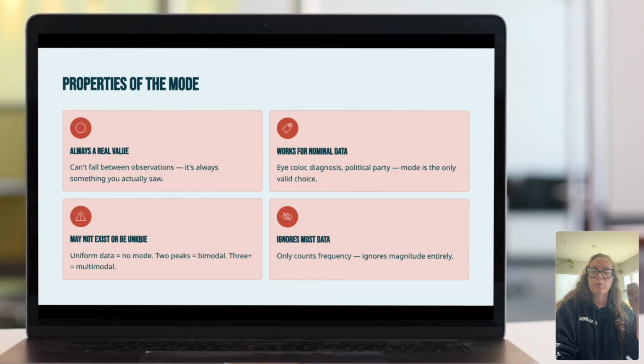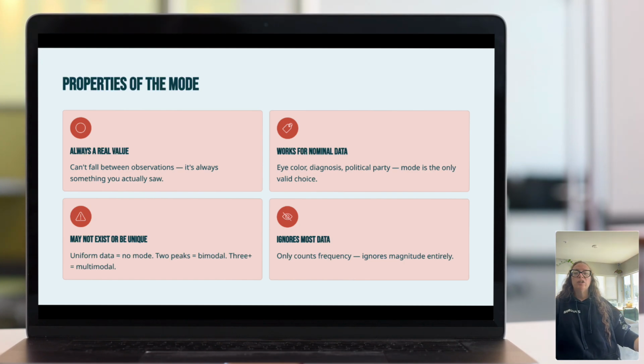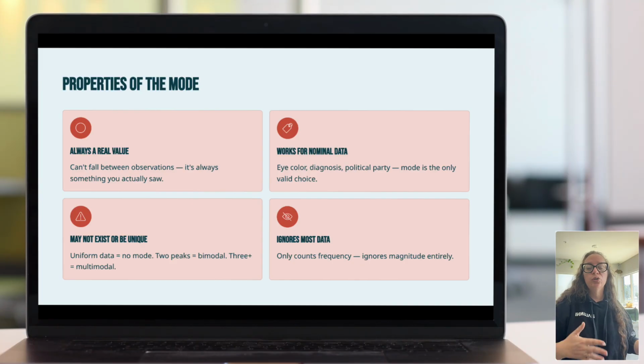If your distribution is bimodal, when there's 2 distinct peaks, 2 distinct modes, the mode tells you an important story that the mean and the median would completely miss. So with bimodal distributions, you might want to include the mode, maybe along with the other ones, depending on what type of data you have. It would definitely be something interesting to include in your research.